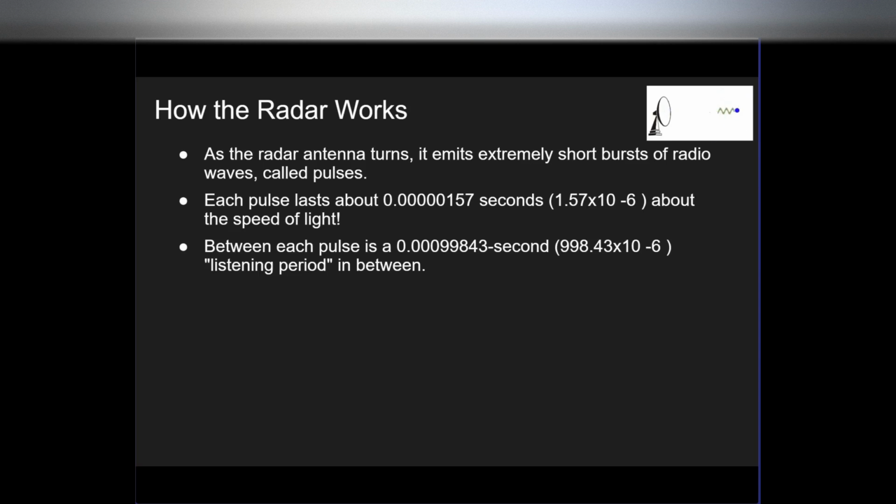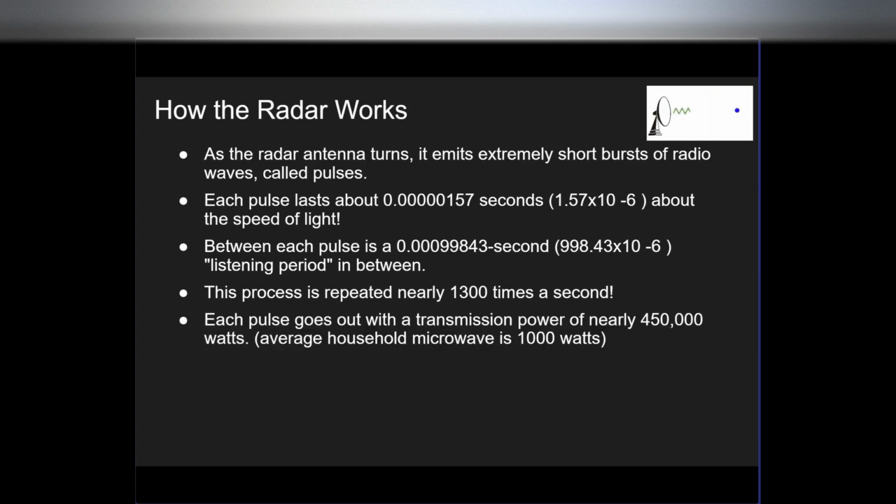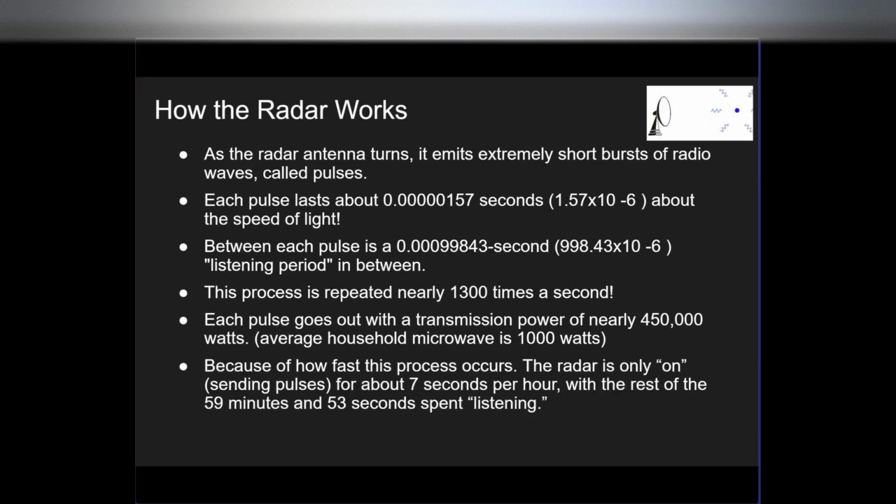Between each pulse is a listening time frame, which is a much longer period of time where it listens for the return signal back to the radar. This process is repeated nearly 1,300 times a second, and each pulse goes out with a transmission power of nearly 450,000 watts. To put that in perspective, an average household microwave is about 1,000 watts.